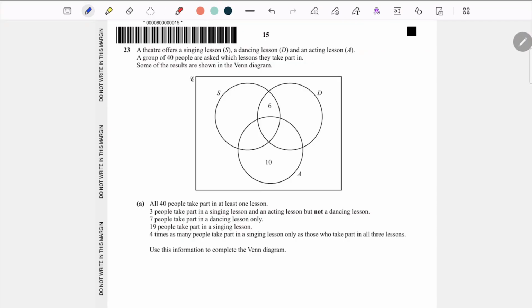Question 23. A theater offers a singing lesson, a dancing lesson, and an acting lesson. A group of 40 people, these are the total number of people, are asked which lessons they take part in. Some of the results are shown in the Venn diagram. Part A, all 40 people take part in at least one lesson. This means that this area outside the 3 circles will have no people. That means all the people will lie inside of these 3 circles.